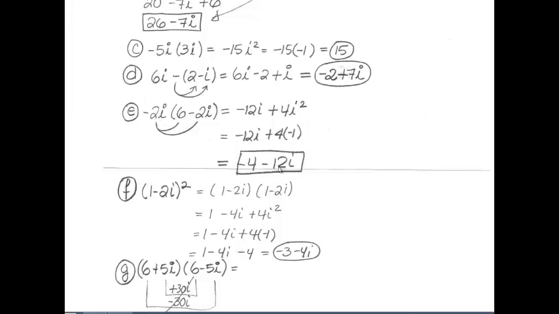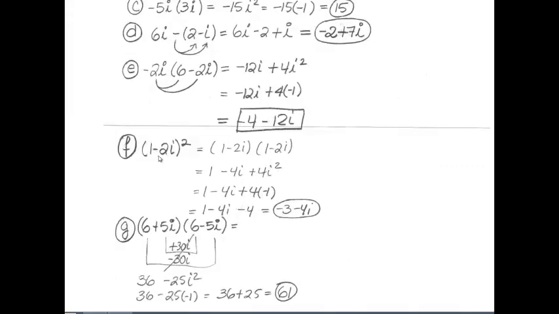Okay. Alright, next problem, we have 1 minus 2i, squared. So what would I do? I would write 1 minus 2i twice, and I would apply FOIL. So first times first is 1. And then the outside numbers would give me negative 2i. The inside numbers will give me negative 2i. So if you combine that, I get negative 4i. And last times last, I get 4i squared.